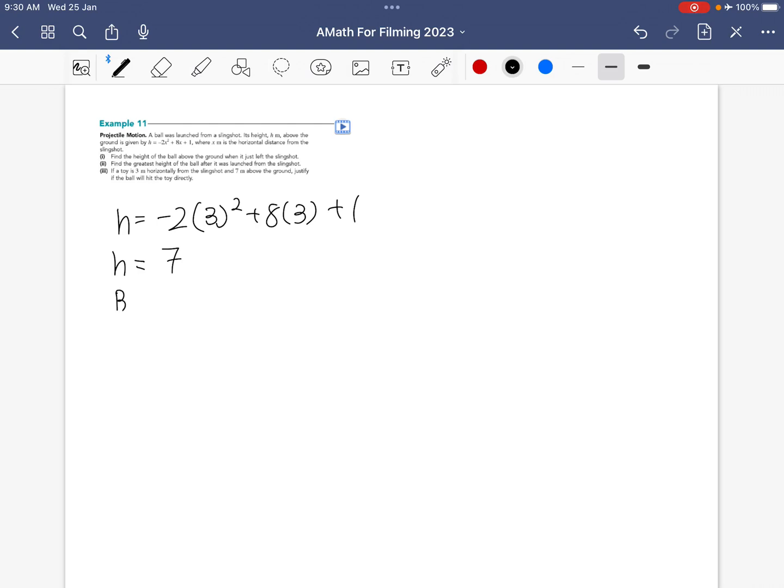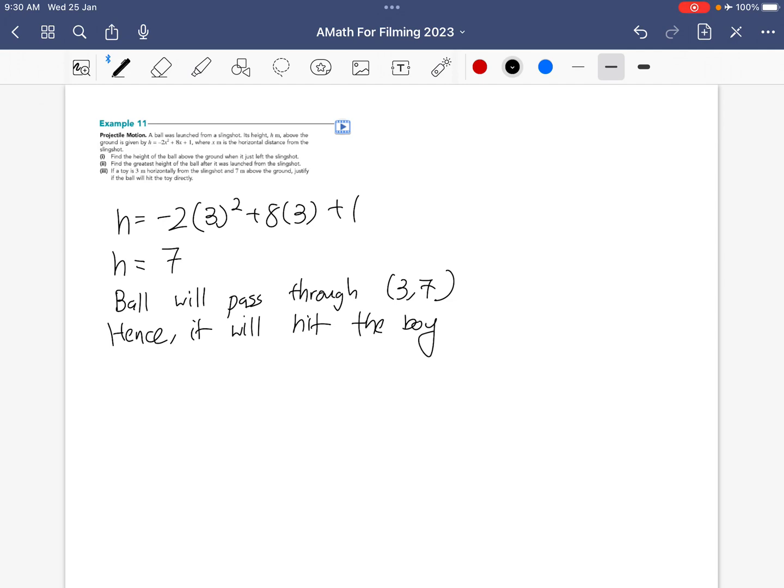So the ball will pass through the coordinates (3, 7). Hence, it will hit the toy. The ball will hit the toy, because this point (3, 7) satisfies the equation.